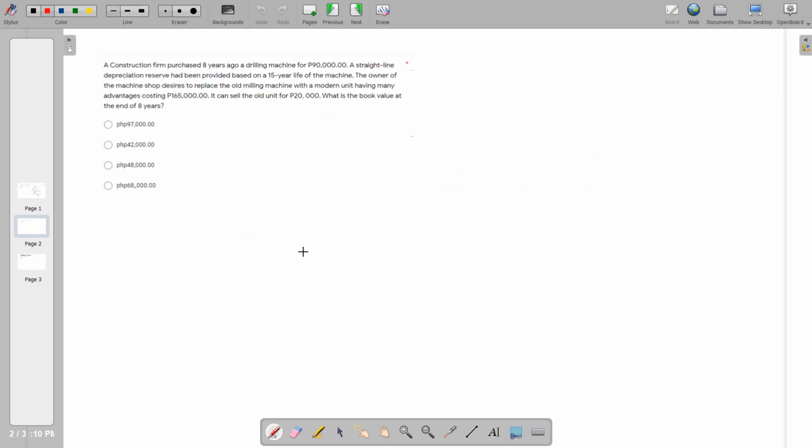So, we have the same problem. Ito, second unknown or another question from the same scenario. What is the book value at the end of the 8th year? So, ito yung na-accumulate na book value or C8. Tama ba?